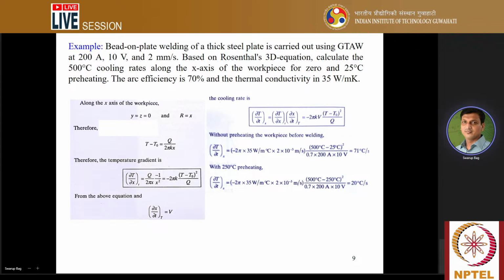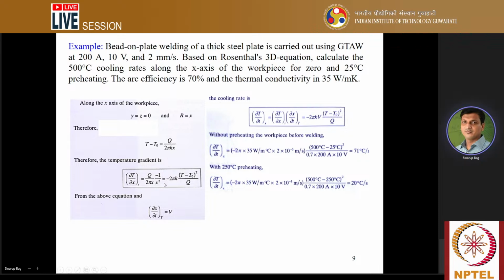Now we try to solve this equation. What do we understand from Rosenthal's 3D equation? First, along the x-axis, as already said. Suppose the workpiece is moving. Along the x-axis means y equal to z equal to 0, and we can take r equal to x. Therefore, T minus T0 equals Q by 2 pi k x. From here we put y equal to z equal to 0 and r equal to x in Rosenthal's 3D equation, and we get T minus T0 equals Q by 2 pi k x. K is the thermal conductivity and x is the variable.